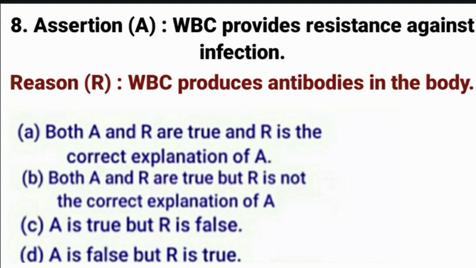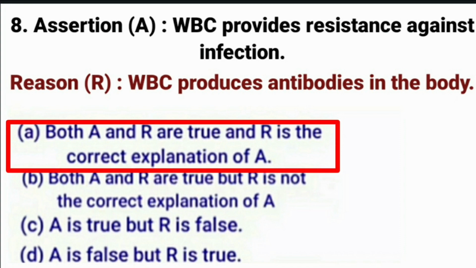Next question, assertion: white blood cells provide resistance against infection. Reason: white blood cells produce antibodies in the body. Both statements are true, and reason is the correct explanation of assertion. So option A is the correct answer.